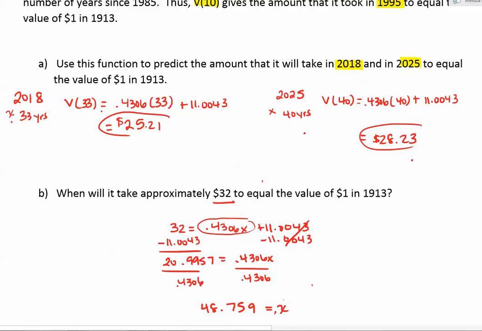Okay, now remember, x is the number of years after 1985. So we really want to know the year, when will it take approximately $32 to equal the value of $1. So round this to 49 years after 1985 and then calculate what that year is going to be. So 1985 plus 49 years is in about 2034. The cost of inflation will make what was $1 in 1913 be $32.